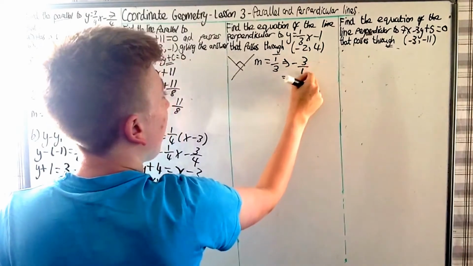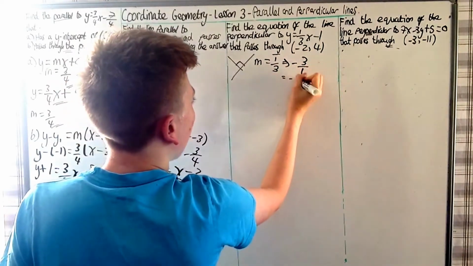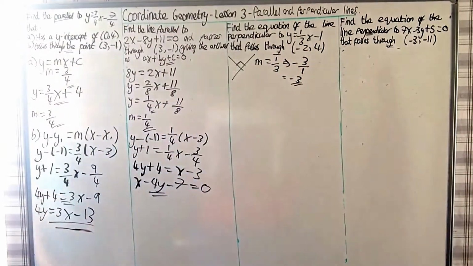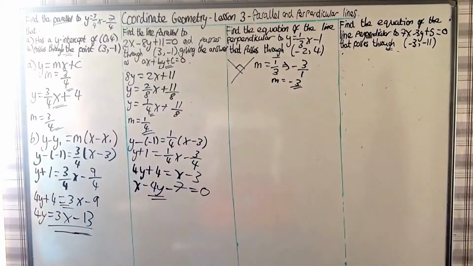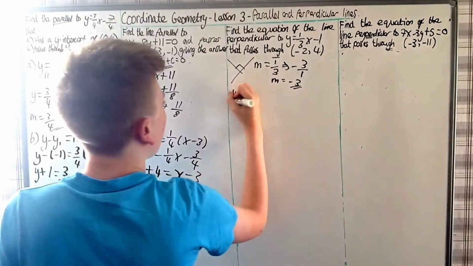And hopefully you know that 3 over 1 is just 3. So we're going to get minus 3. And that's all the negative reciprocal is. And this is our gradient of our new line. And now we just do the same as we would for any other question.